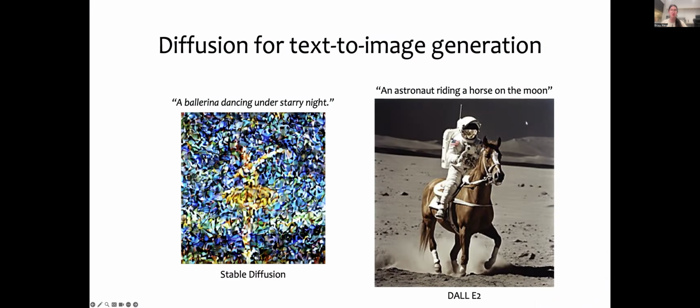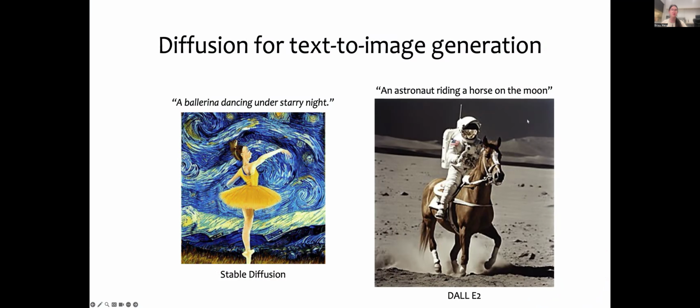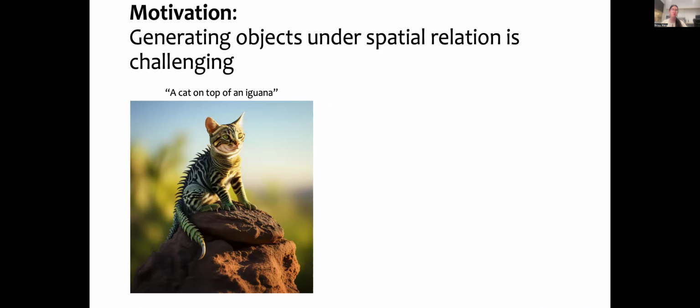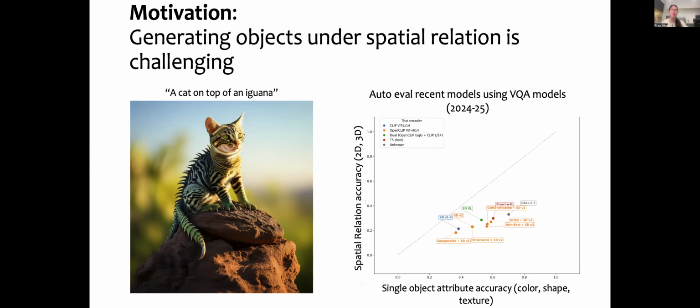In the last 5 years, diffusion has been the workhorse of text-to-image generation, and these models are extremely good at objects and styles. However, they can still struggle with multiple objects with relationships. For example, objects could be merged into each other or placed in the wrong configurations. In general, the spatial relationship accuracy is significantly lower than the single object accuracy, showing the challenge of these problems.